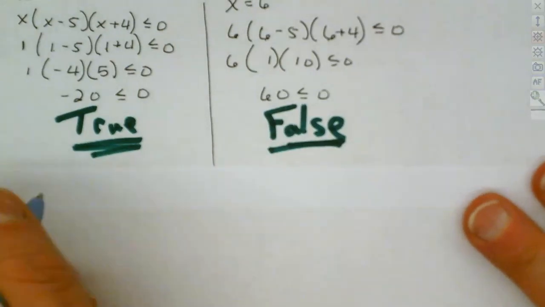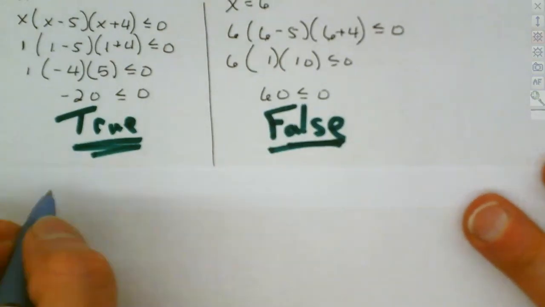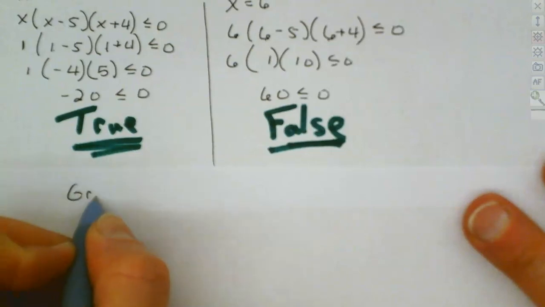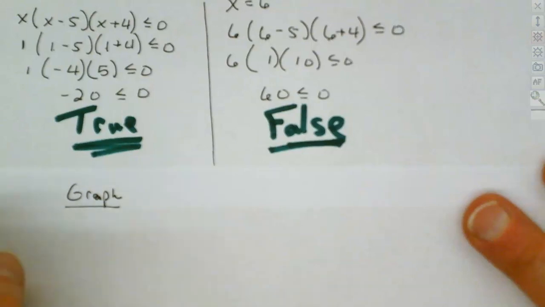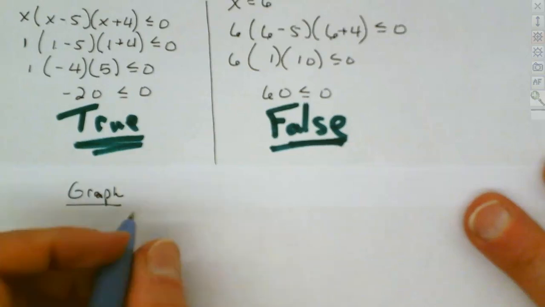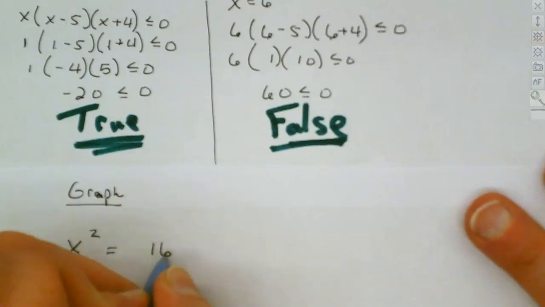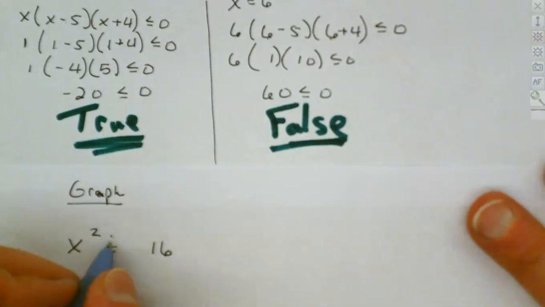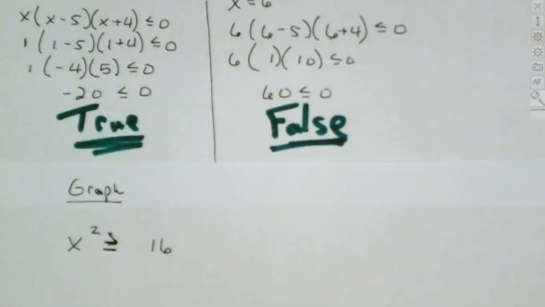Let's look at this one. And what we're going to be doing here is we're going to be solving and graphing. And then we'll write our answer in interval notation. So let's look at this one. How about we do a simple one? How about x squared is, let's say, less than or equal to 16. Okay, this needs to be an inequality. So x squared is less than or equal to 16.